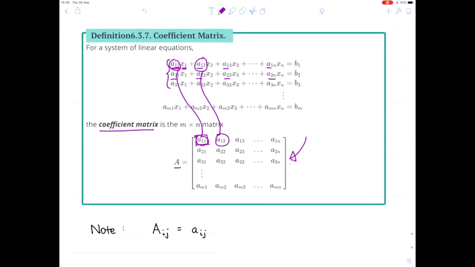So what I'm saying over here is we are really using the notation that the ij entry of matrix A is aij, coming from the ith equation and the jth variable.